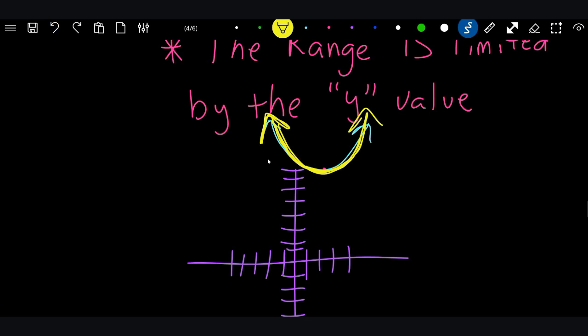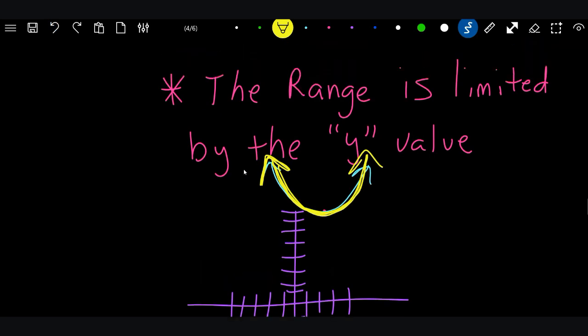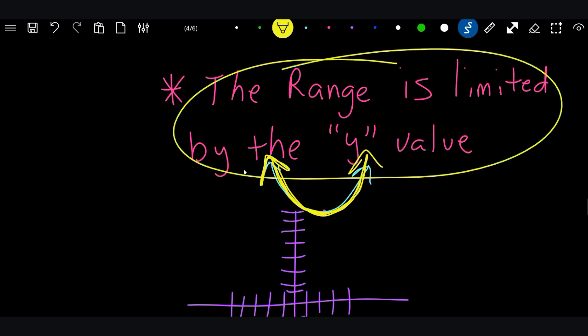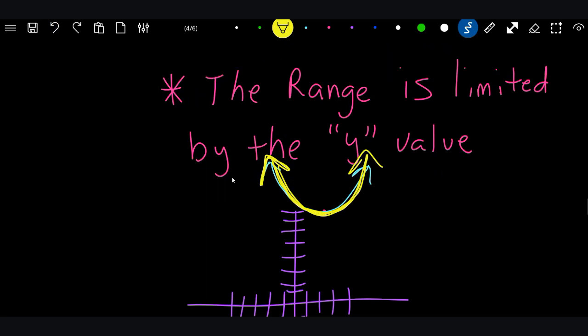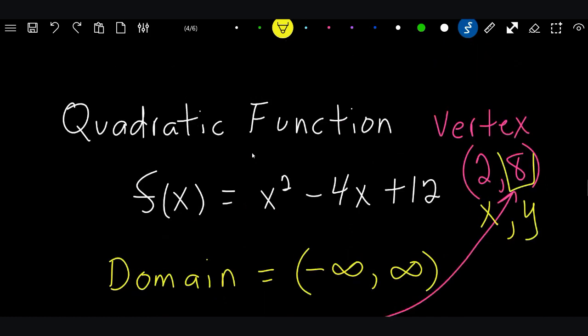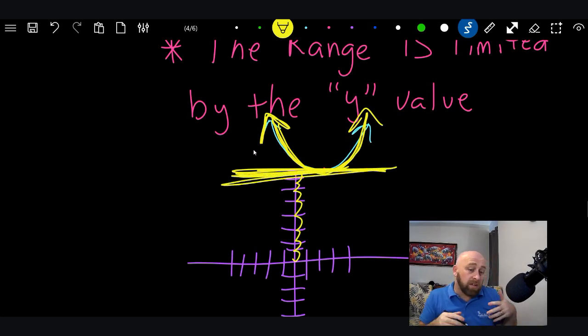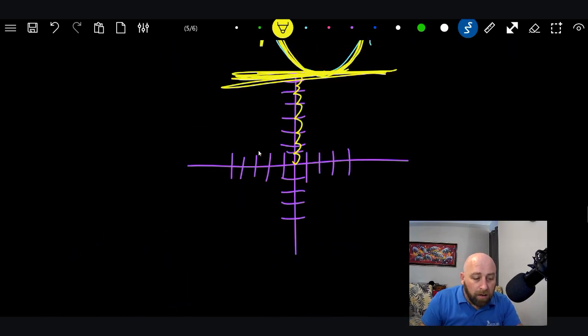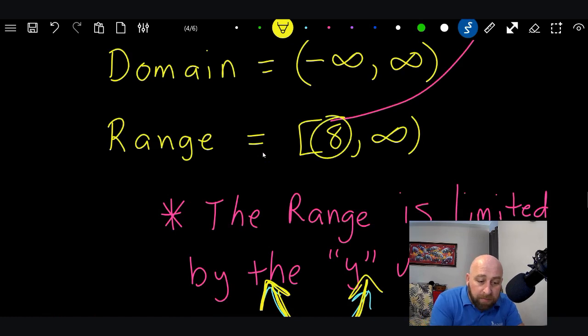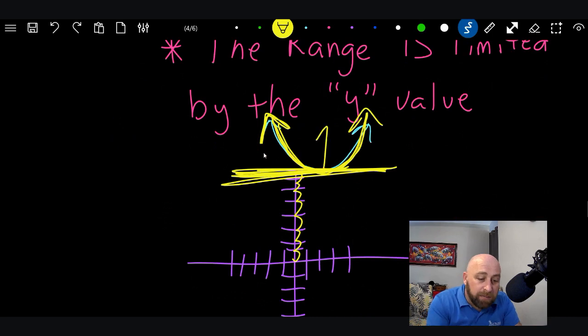What is limited again in this one, look, the range is limited by the y value or by the vertex. Okay, so what is our vertex? It's at 8. So if I count up 8, 1, 2, 3, 4, 5, 6, 7, 8. This 8 right here is what limits our y. Or in other words, the y stops at the number 8. So in this case, our range would be from 8 included, okay, until infinity. Why? Because it keeps going up.